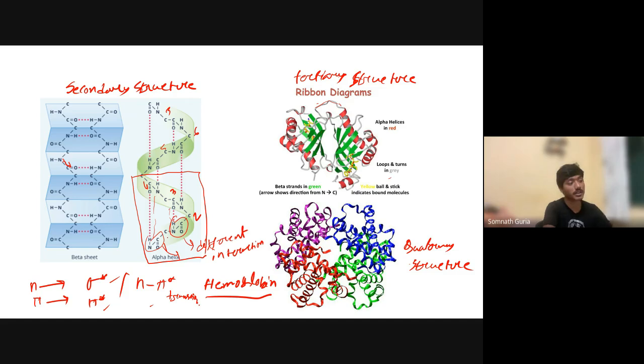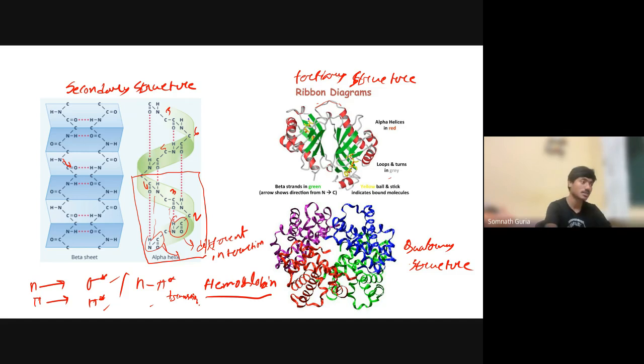So if there is a different interaction, there is a chance of two different amide bonds. If two different amide bonds are present, there will be two different momenta, and two different n to pi star transitions are present in the alpha helix.